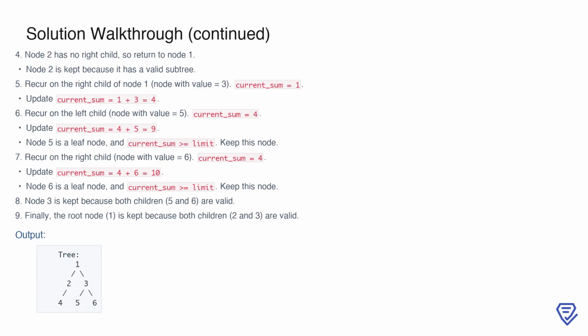Next, we move to the right child of the root, node 3. The current_sum is updated to 4 after adding the value of node 3. From there, we explore its left child, node 5, where current_sum is updated to 9. Since node 5 is a leaf node and its path sum exceeds the limit, it is kept. Similarly, for the right child of node 3, node 6, the current_sum becomes 10. This also exceeds the limit, so node 6 is retained. With both children of node 3 being valid, node 3 itself is kept. Finally, the root node, 1, is kept because both its left and right subtrees are valid. The output tree remains unchanged, as no nodes were pruned.